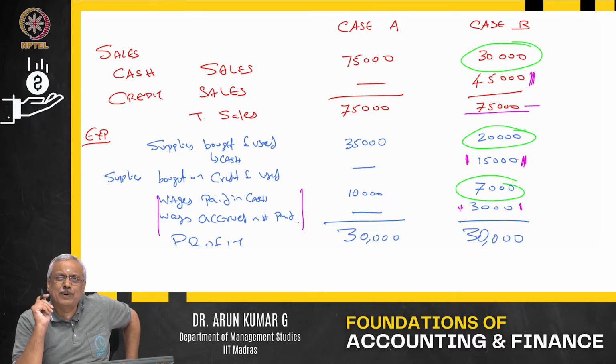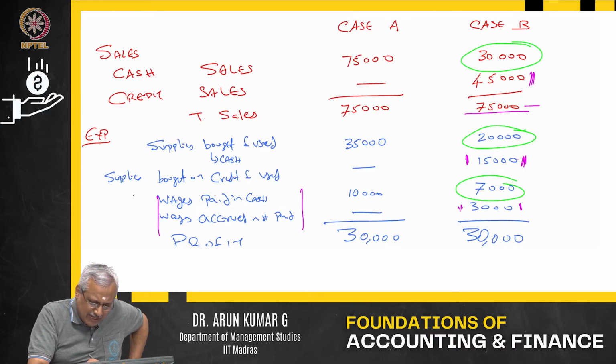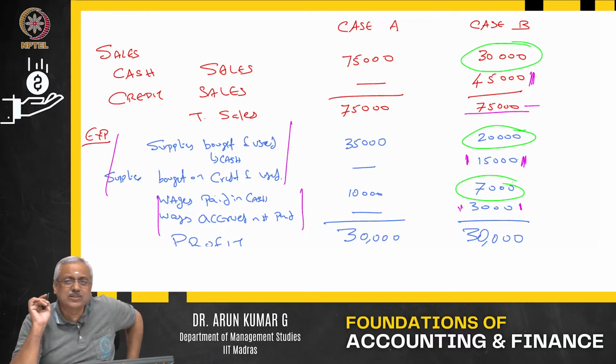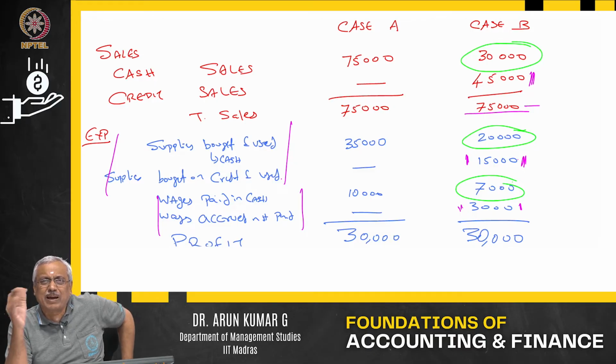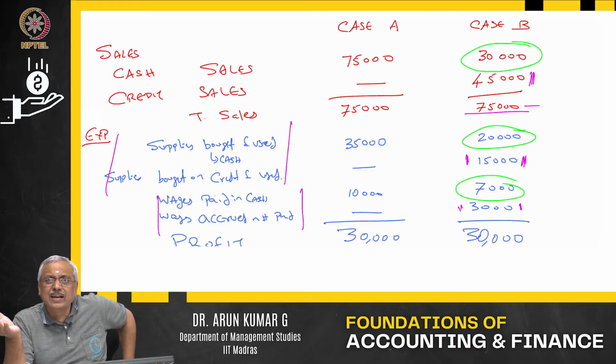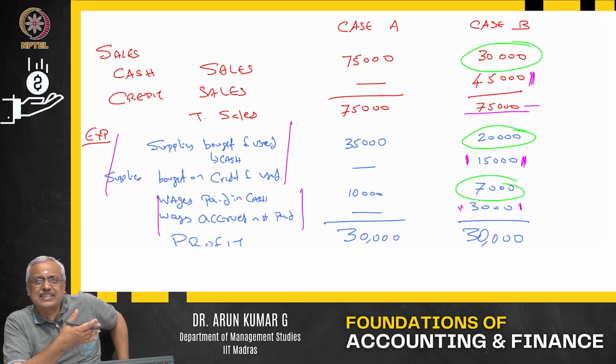That means the wages paid in cash is only 7,000, 10 minus 3. In this case I gave you separately, but normally these things are not given separately. You have to interpret it from the balance sheet. If it is not paid, if it is credit, it will still be sitting in the balance sheet.